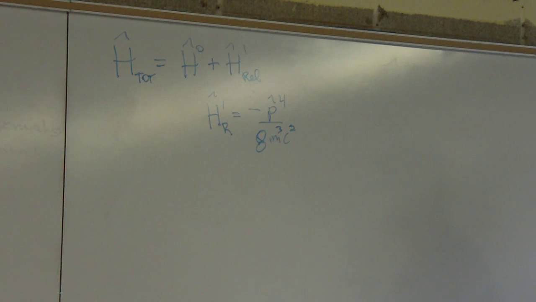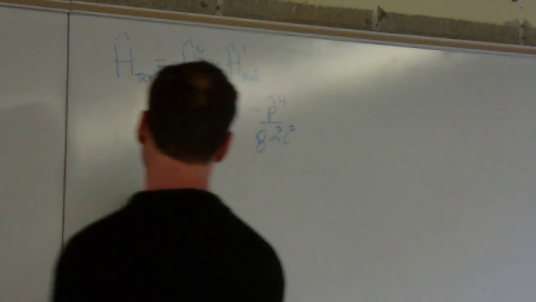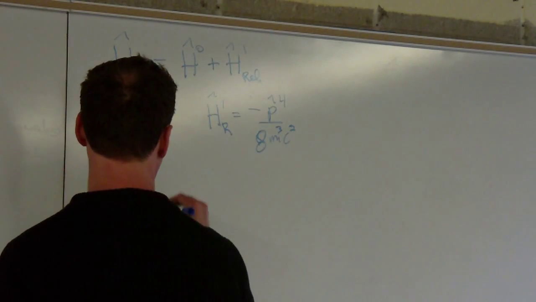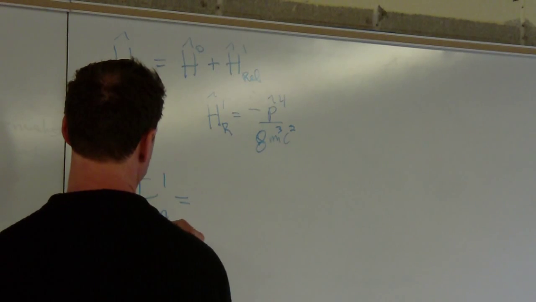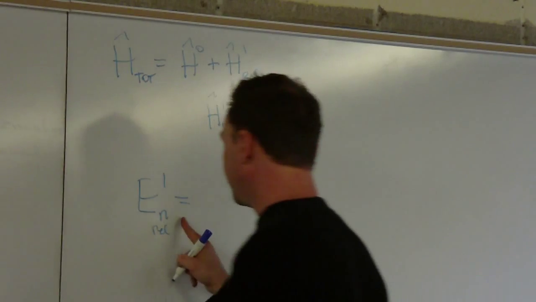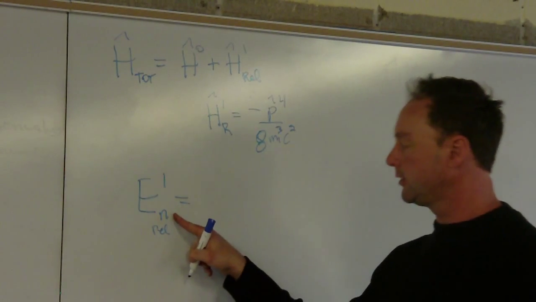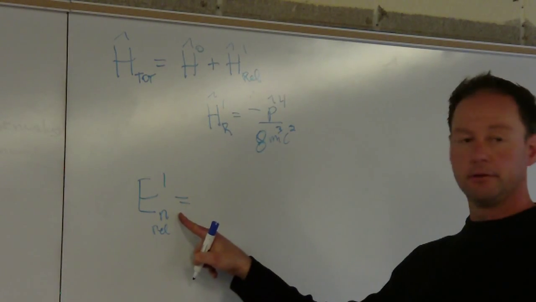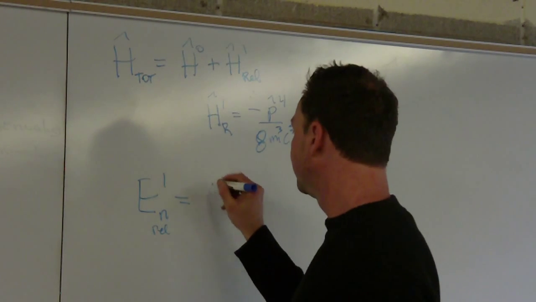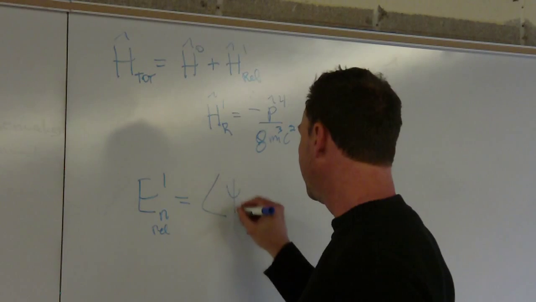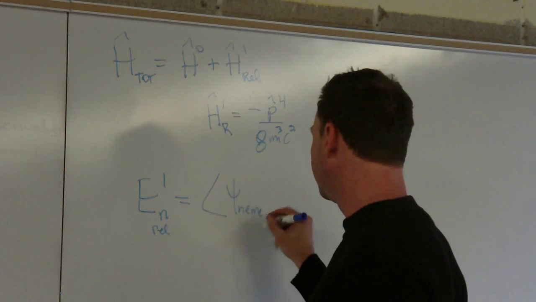Okay, now, without looking at your books, everybody look at me. What is En1 equal to? Let's put in relativistic. So let's look at the first order relativistic correction to En1. It's going to be psi n0, psi NL, 0.